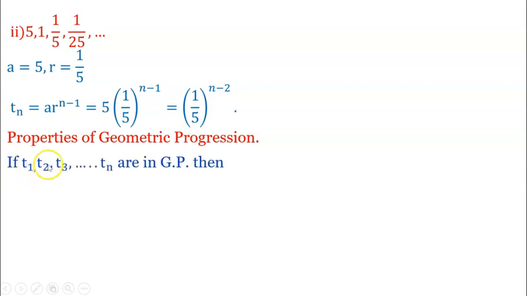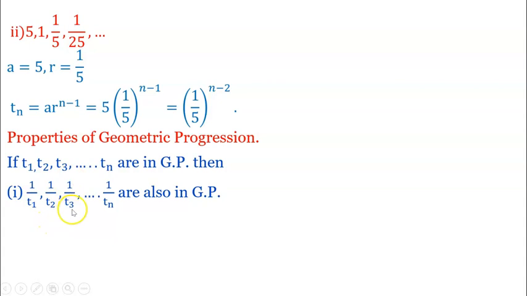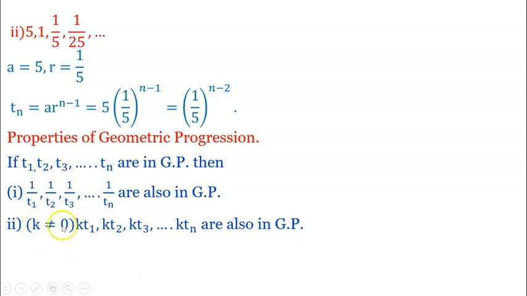Now the properties of geometric progression. If t1, t2, t3 up to tn are in GP, then 1 upon t1, 1 upon t2, 1 upon t3 up to 1 upon tn are also in GP. Means the reciprocals of the terms are also in GP. Next, if k is not equal to 0, then if we multiply k to every term, then k into t1, k into t2, k into t3 up to k into tn are also in GP. Next, t1 raised to n, t2 raised to n, t3 raised to n are also in GP.